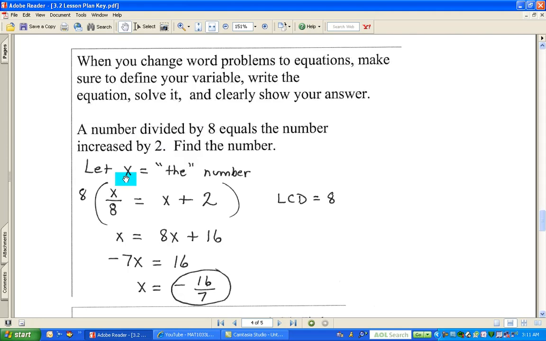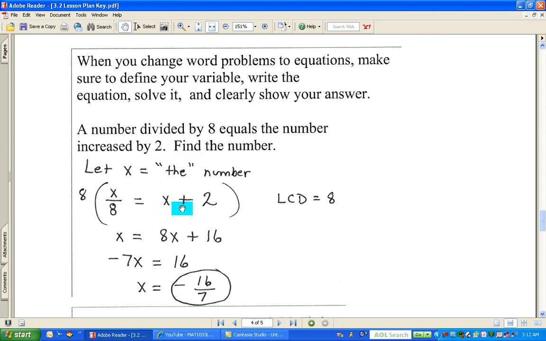Well, let's be real clear. Let x equal the number. A number divided by 8 is x divided by 8 equals, of course, is equals. The number increased by 2 is x plus 2. One other wording on this that you may come across on Course Compass. Sometimes instead of this being worded a number divided by 8, you will see the phrasing the quotient of a number and 8. It means the same thing. Quotient means divided by. So I have the equation x divided by 8 is equal to x plus 2.